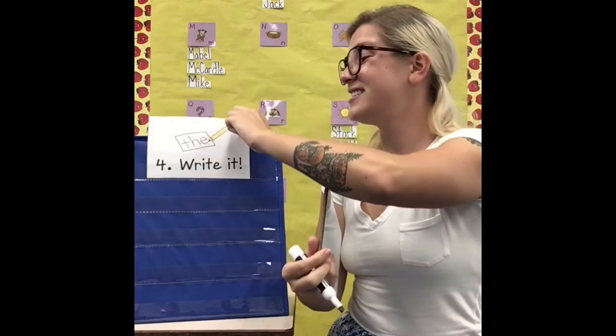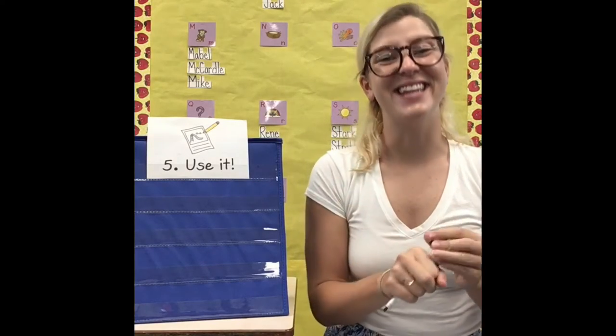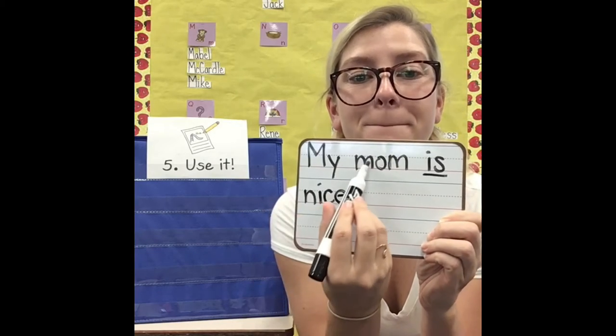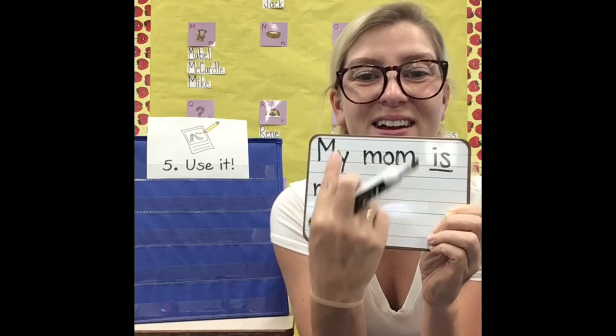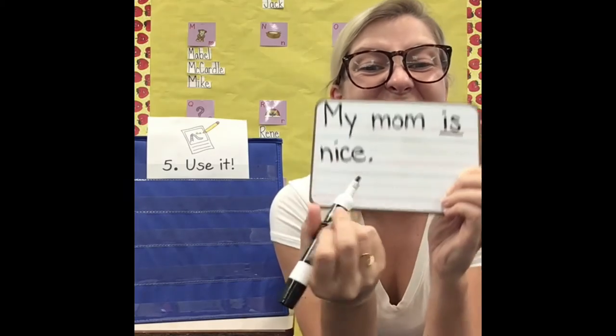Step 5 is to use the word is. Let's use the word is in a sentence. My mom is nice. I'm going to write that sentence so that we can read it. My mom is nice. I started with an uppercase letter. I have a space between my words, and I ended with a period. Let's study our next word.